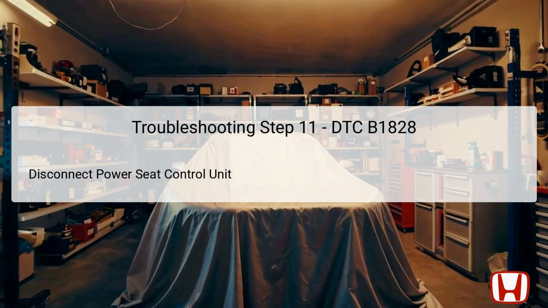For the 11th step, disconnect the power seat control unit connector B40P. This connector is essential for the electrical communication between the power seat control unit and the vehicle's body control module. Always ensure that you handle the connector carefully to avoid damage to the pins or surrounding housing. Disconnecting this unit will allow you to isolate the power seat's electrical system for more in-depth testing.